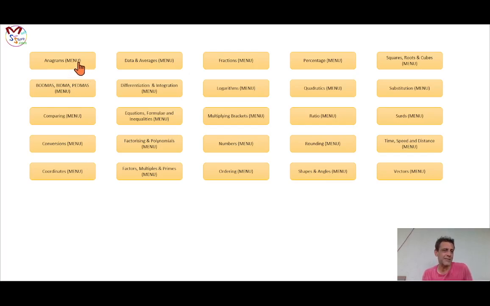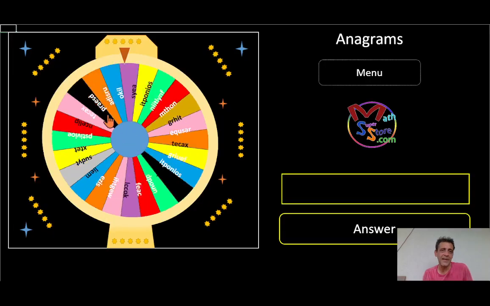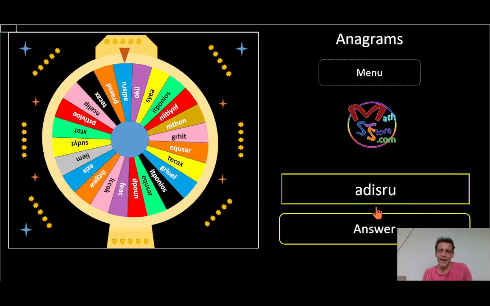We'll start with anagrams here because it's the first one. In anagrams you can choose 4-letter words, 5, 6, 7, 8-letter words. We can mix 4 and 5, 5 and 6, 6 and 7, 7 and 8 as you're going up the different levels, getting older students or more able students, or you can mix them all, which is fun. I'm going to mix them all, and then you'll see on the wheel of fortune, there'll be 4-letter and 8-letter words all mixed up, and the wheel will spin.